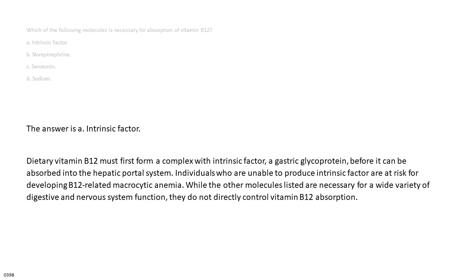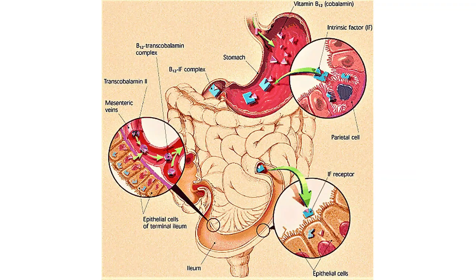The answer is A. Intrinsic factor. Dietary vitamin B12 must first form a complex with intrinsic factor, a gastric glycoprotein, before it can be absorbed into the hepatic portal system. Individuals who are unable to produce intrinsic factor are at risk for developing B12-related macrocytic anemia. While the other molecules listed are necessary for a wide variety of digestive and nervous system functions, they do not directly control vitamin B12 absorption.